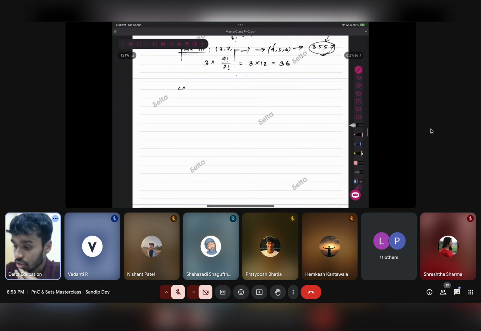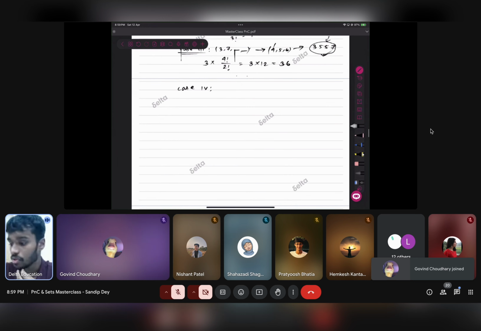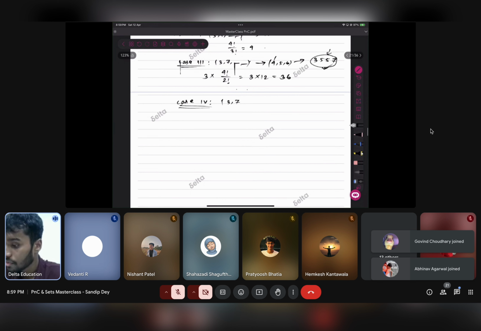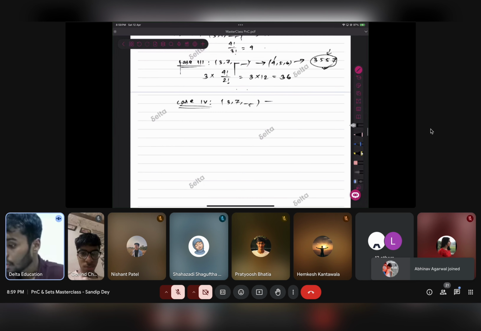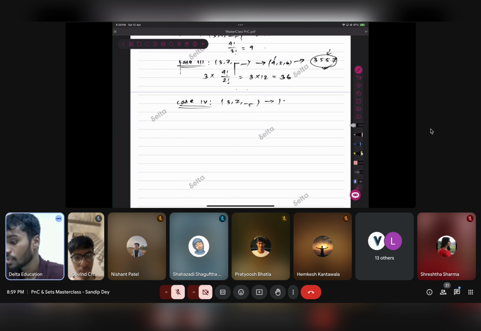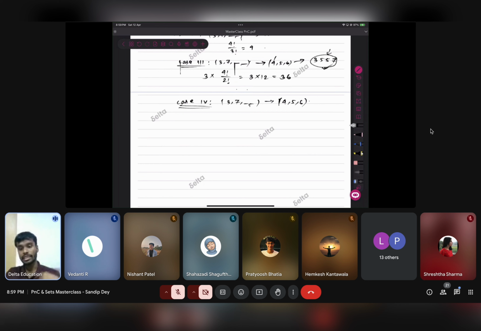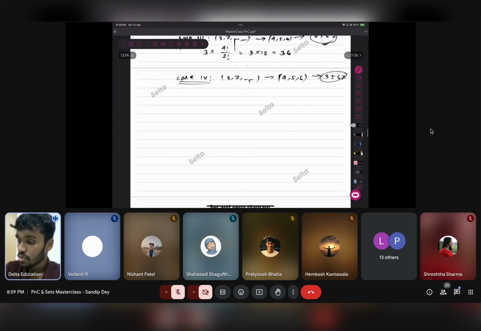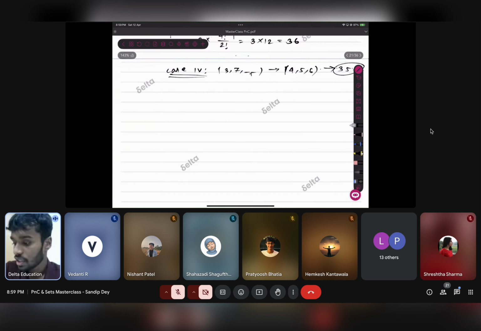Then I have a different case, which is case 4: 3, 7, and for the other 2 places, I can choose 2 numbers from 4, 5 and 6. From there, I can choose any 2 numbers and then I will make the arrangements. If I take 2 numbers, let's say 5 and 6, I will get 3, 5, 6, 7, something like that, and also all the arrangements of these numbers. First of all, I'm going to choose 2 numbers from 3 numbers, so it will be done in 3C2 ways, right?